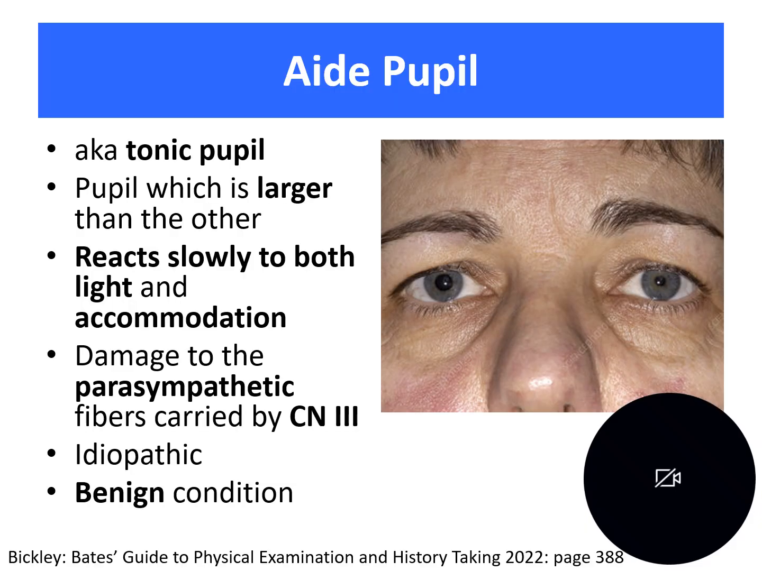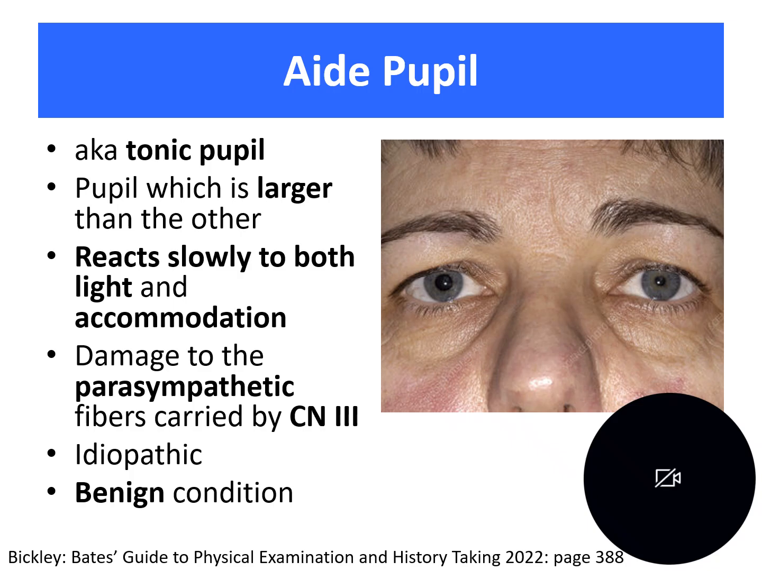Adie's pupil, we talked about pupil size. Adie's pupil is also known as the tonic pupil. It may also be known as the Holmes-Adie pupil, in which one of the pupils is larger than the other. The affected pupil reacts slowly to both light and accommodation, and this is what is going to distinguish Adie's pupil from Argyll-Robertson pupil, which will react slowly to light but normally to accommodation.